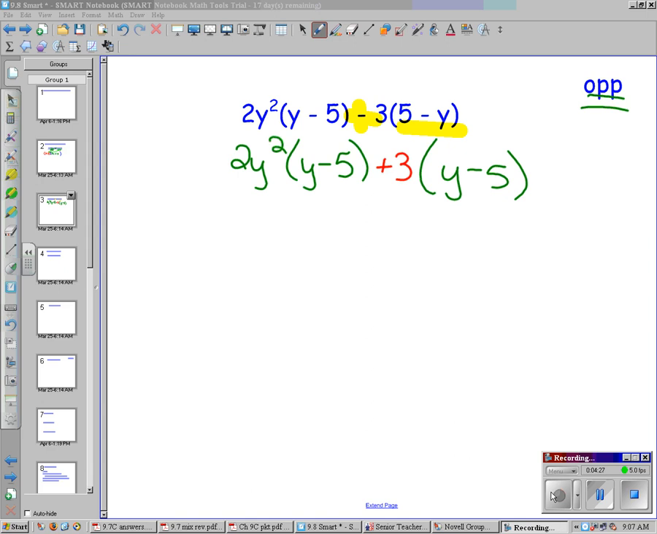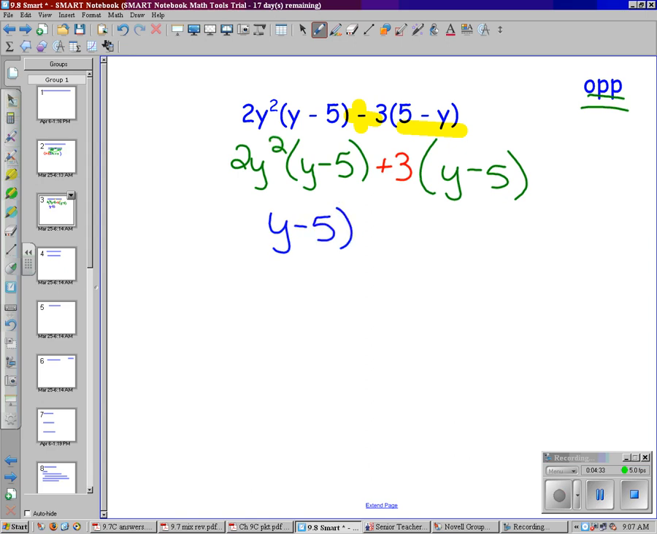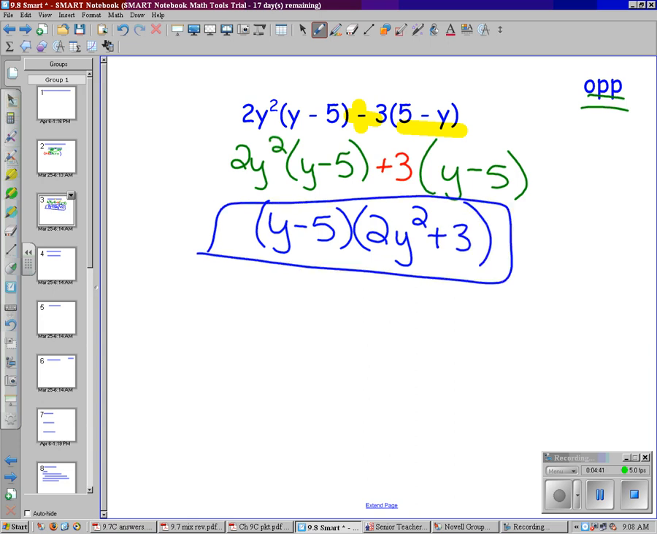All right, do I have a volunteer to tell me their 2 binomials, please? Go ahead, Tyler. Y minus 5, 2y plus 3. Let's make that 2y squared plus 3, and then I'll be just fine with it. Okay. Adam. Why is it y minus 5 squared?